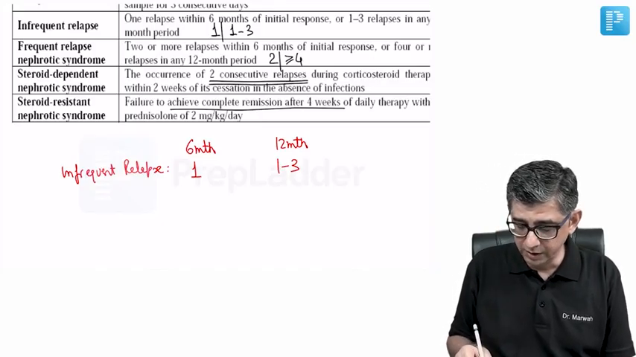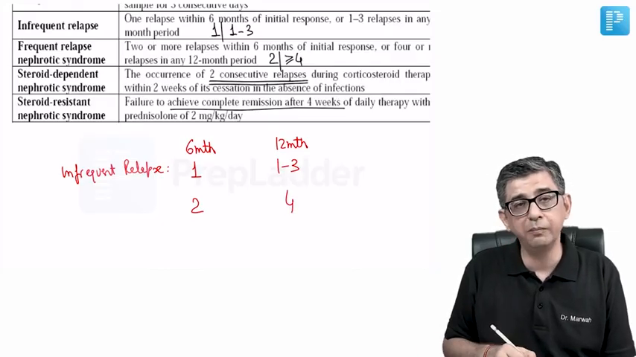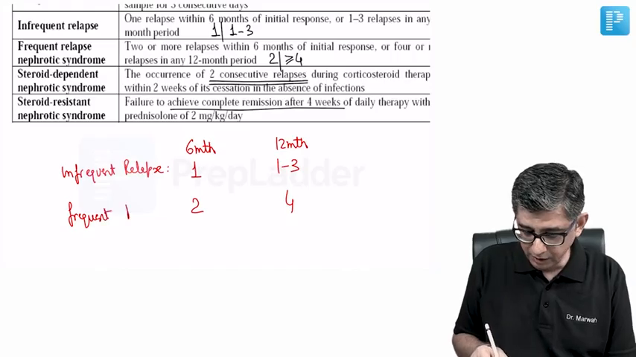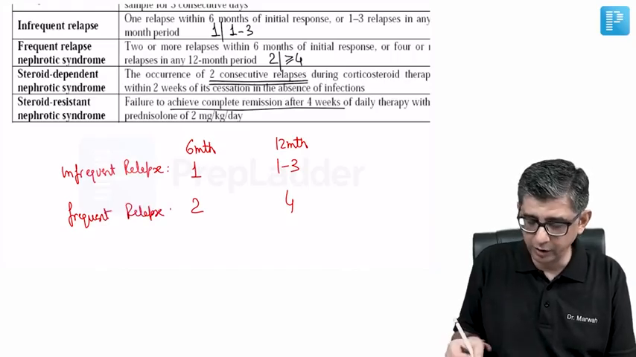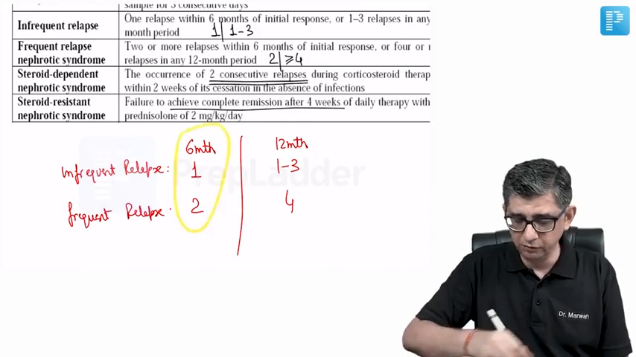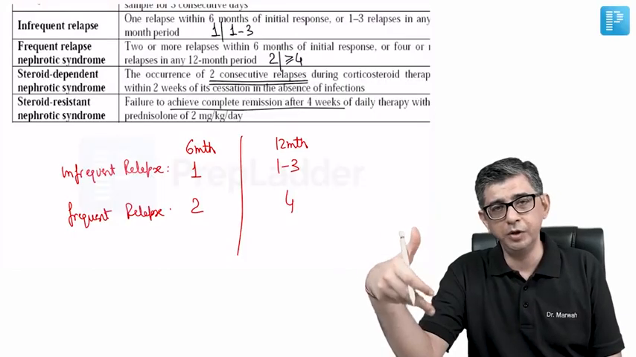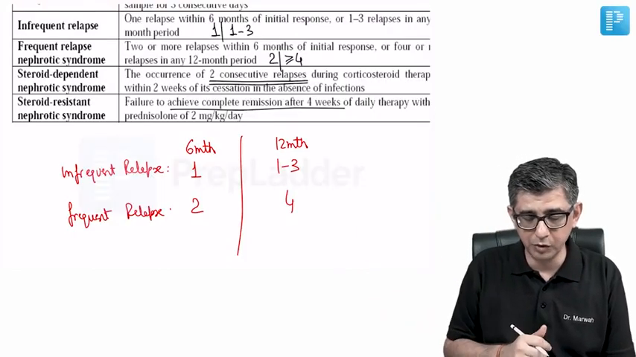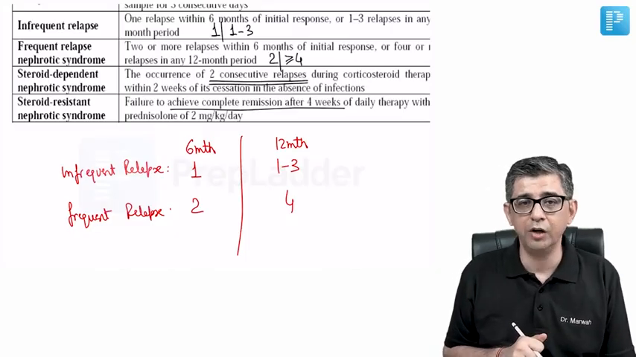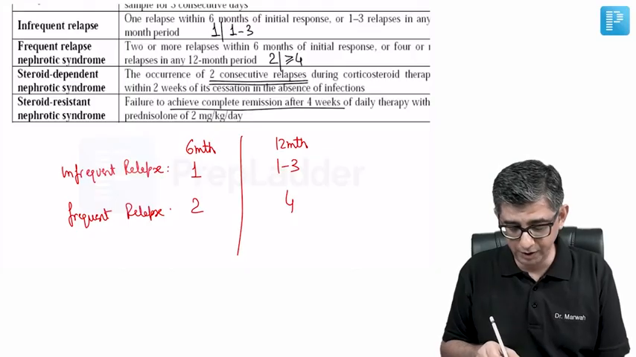Then you can put numbers like this: suppose there are 2 relapses in 6 months, or 4 relapses in a 12-month period, then you are going to call it a frequent relapser. You can see that in this particular case, the examiner can play around with the numbers. At the minimum, you should be remembering 1 relapse in a 6-month period versus 2 relapses in a 6-month period. But he can make it a 12-month period as well, which is why I have decided to speak about it. The definition of steroid resistant is what I've already sensitized you to, that would be failure to achieve complete remission by 4 weeks in spite of using 2 milligrams per kilogram on a daily basis.